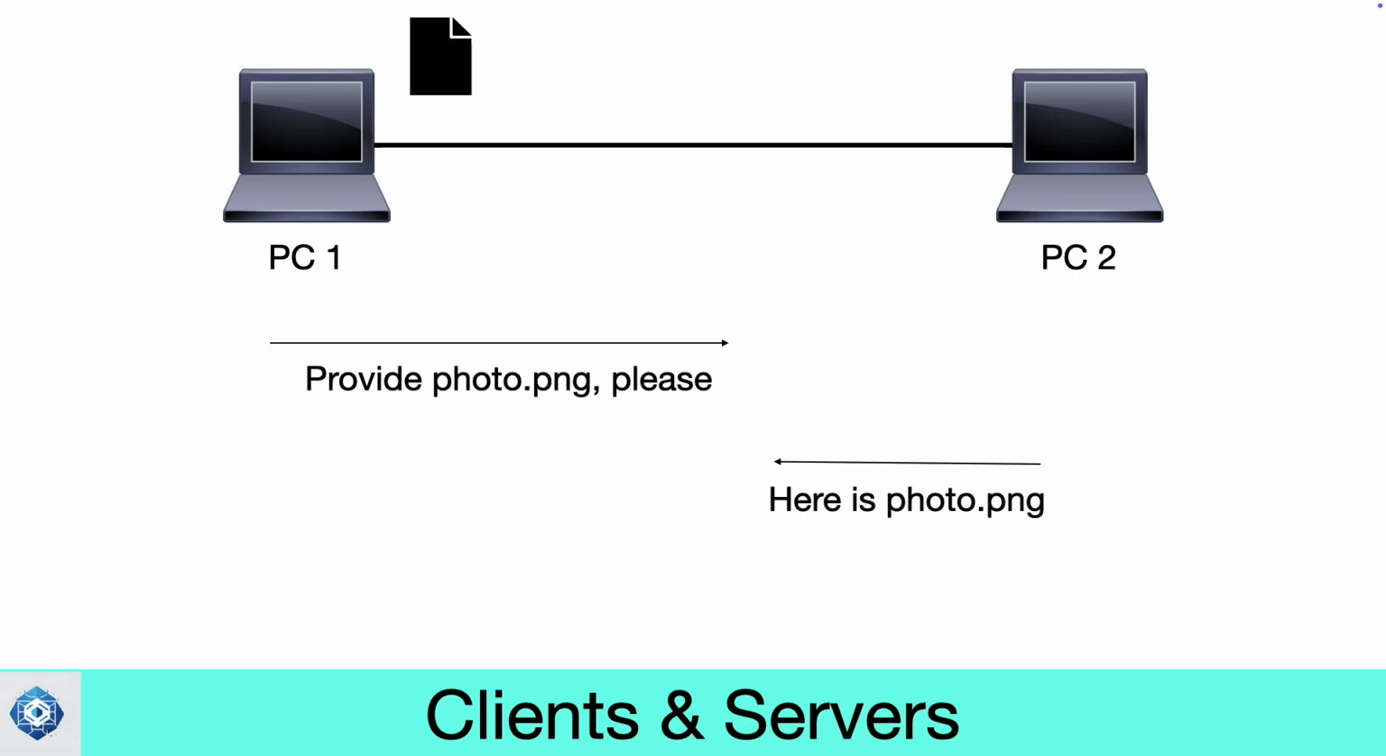If we take a look back at those definitions, can we figure out which one is the client and which one is the server? If you've said that PC1 is the client and PC2 is the server, you would be correct, because as you can see here, the service of photo.png is provided to the client PC1, which requests it. So whichever one is really providing the service, the file, the video, whatever it may be, this is how you depict clients and servers.